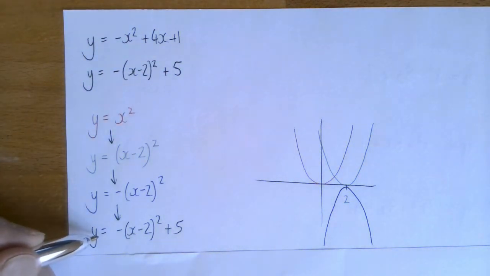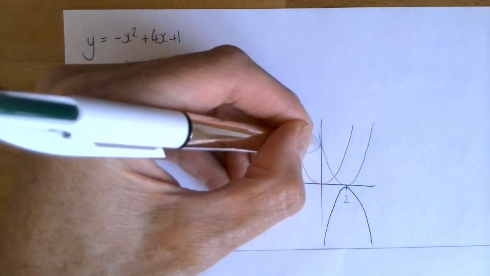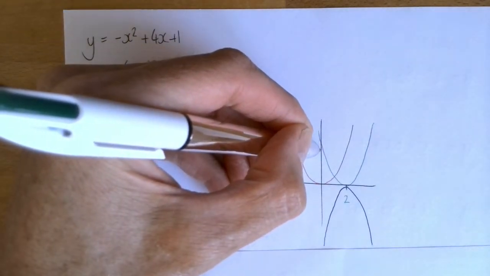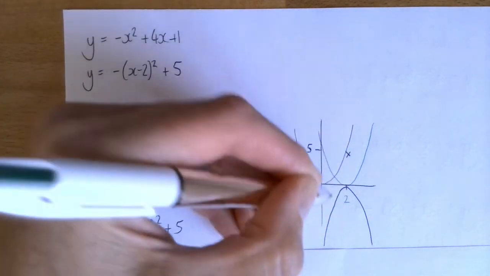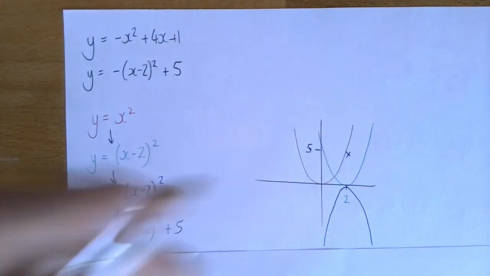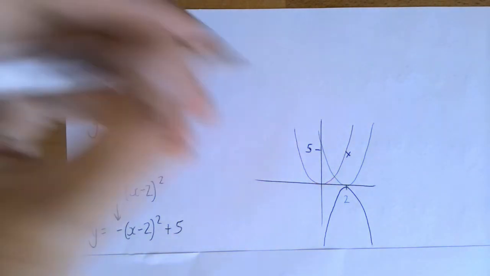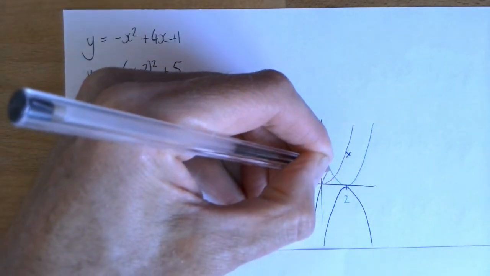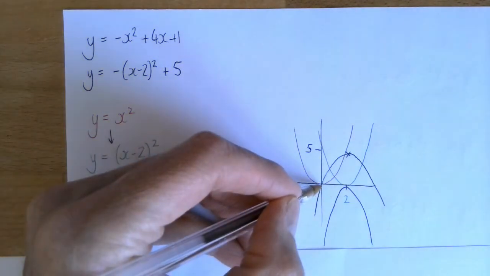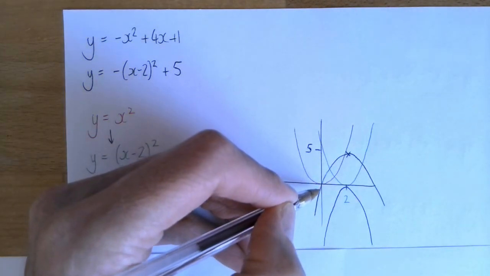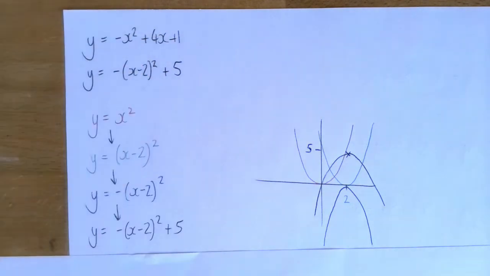Then I add 5 to the whole function. So that lifts up the function and, again, not to scale, but brings me up to there. And I get something that looks like that. Now, actually, I've done my sketch going through the origin. It doesn't go through the origin. It should go through +1. We'll do that in the next video.